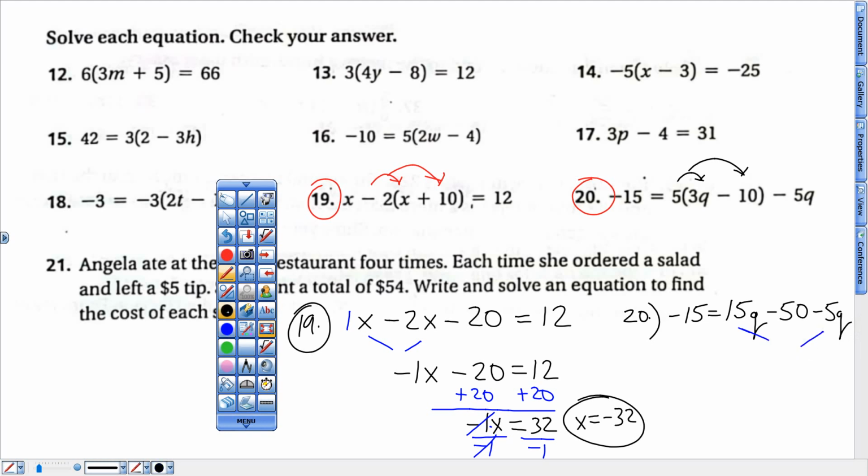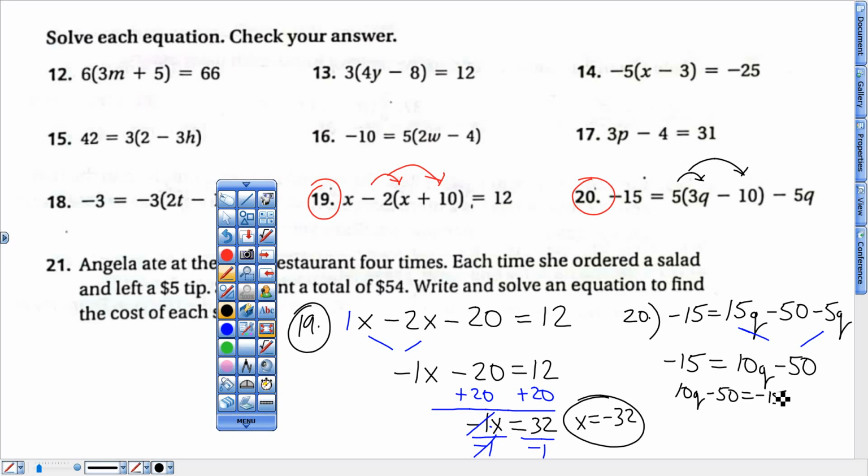This one, I would suggest flipping around. So you have negative 15 equal 15q minus 5q gives me 10 of those q's minus 50. And if I was you, I would take that and flip it around. Let me try to shrink this down a little bit if it lets me. Oh, it's not going to let me. So if I flip it around, that gives me 10q minus 50 equals negative 15.